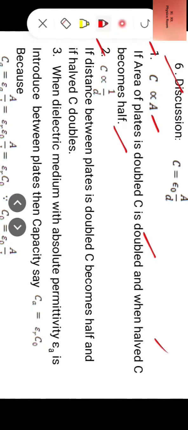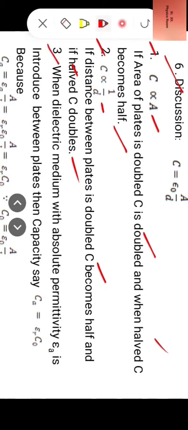Second point, C is inversely proportional to separation between the plates. That is, C is inversely proportional to D, the separation between the plates. If distance between plates is doubled, C becomes half, and if distance between the plates is halved, then C becomes double.